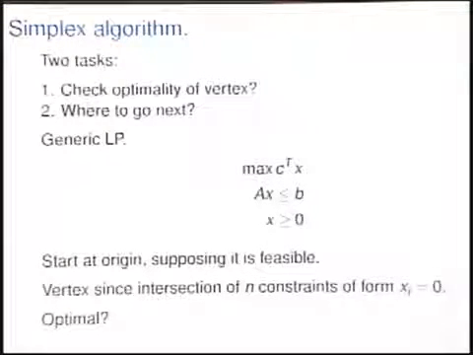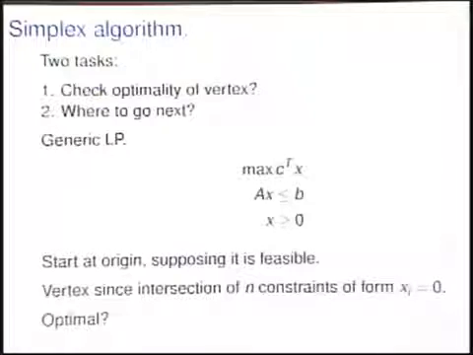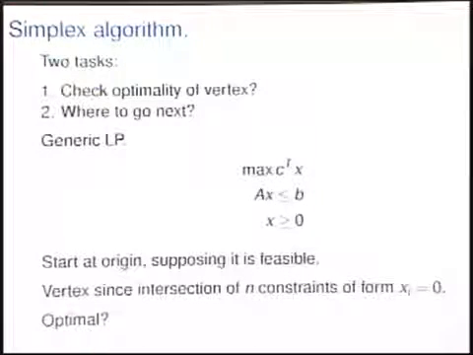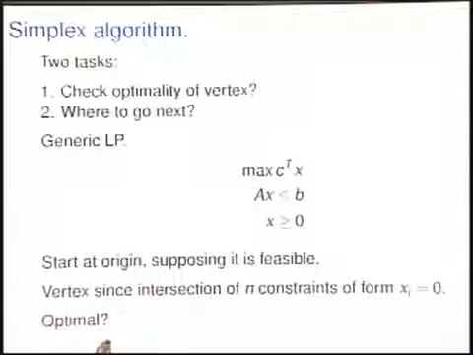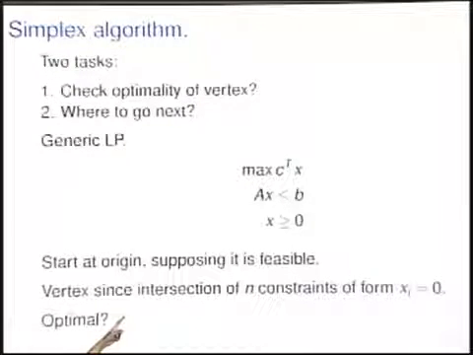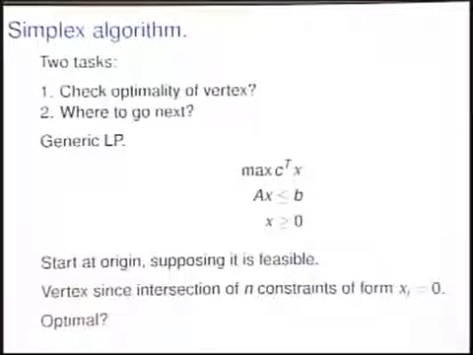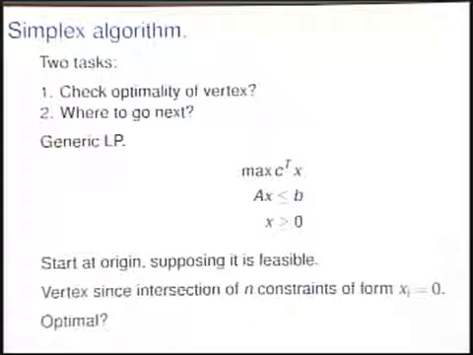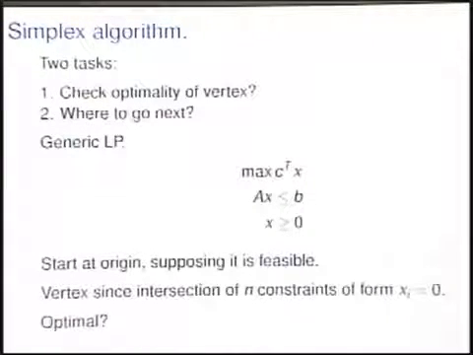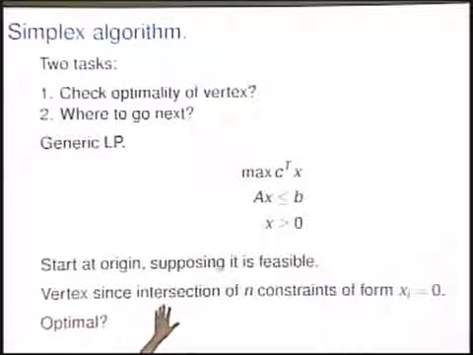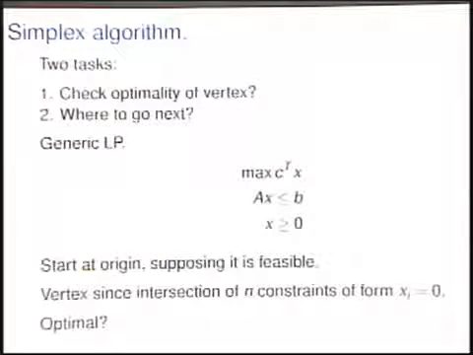So one idea is to look at your vector c. Your objective function is c1 times x1 plus c2 times x2 plus c3 times x3, and so on. What if all of those are negative? If all those ci's are negative, is the origin optimal? Does everybody see that if all the ci's are negative, we're at an optimal vertex? So when you're at the origin, it's actually quite easy to tell if you're optimal. You just check whether all the ci's are negative.